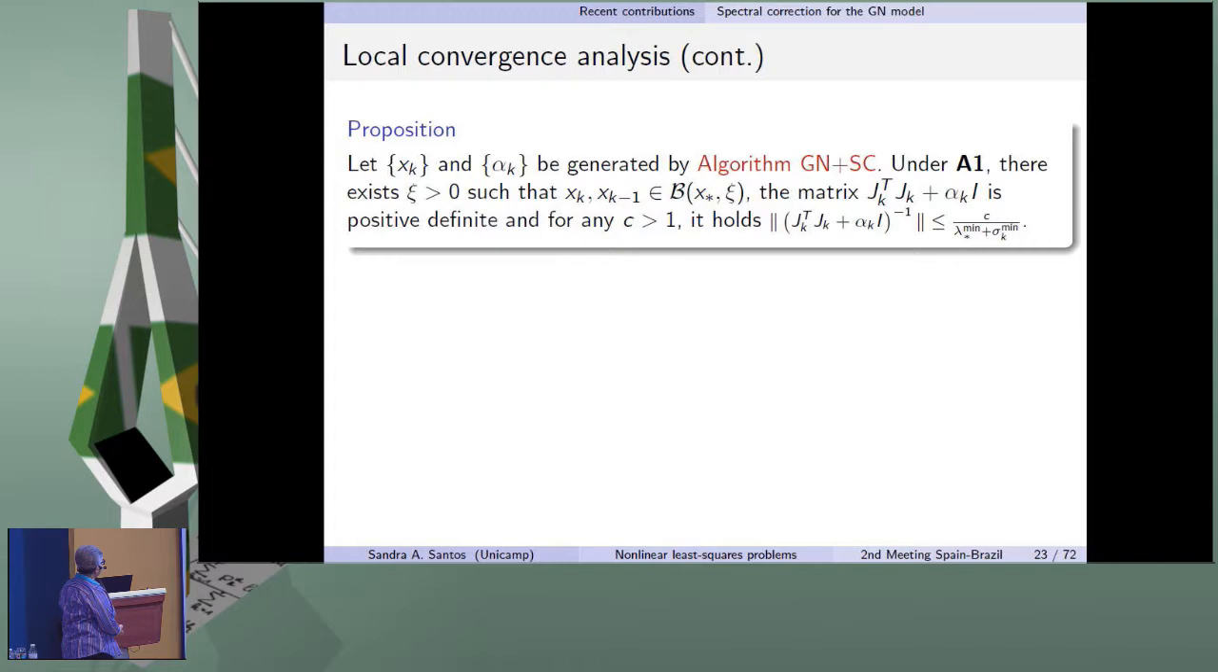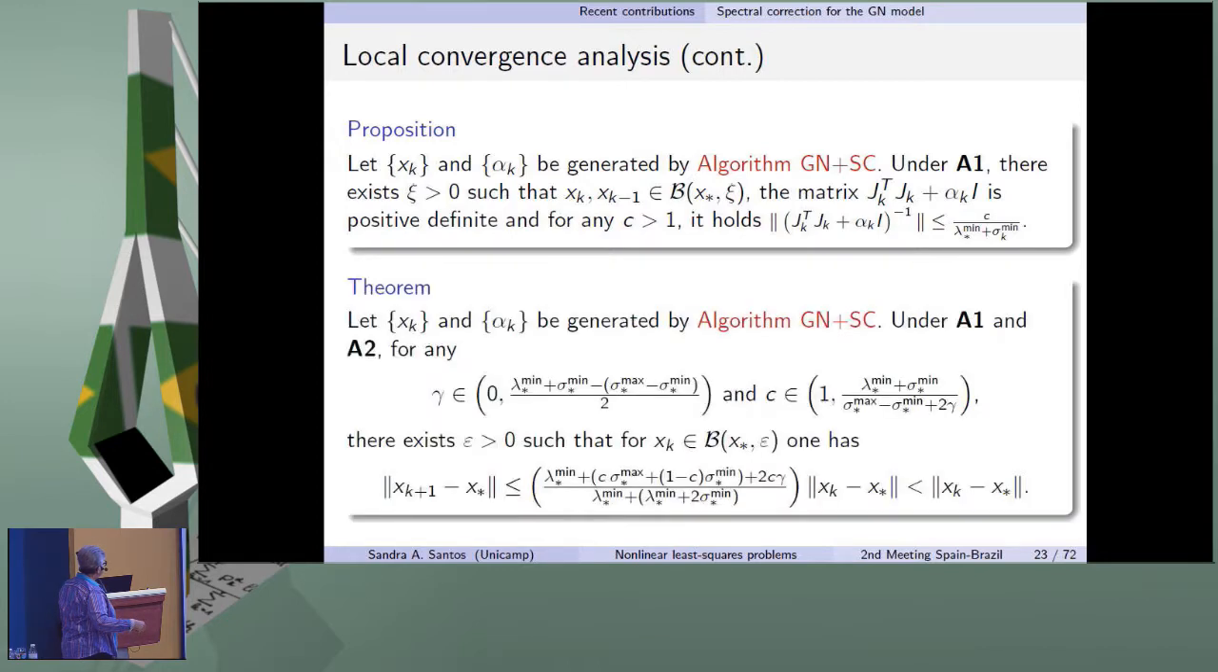The first one concerns the well-definiteness of our algorithm. It says that it's always possible to compute the direction because the inverses of the matrices are bounded. And we have the linear convergence of our scheme. If we recall the constant from Gauss-Newton, we see that this is more complicated, but it's interesting to mention that whenever Gauss-Newton converges, our constant that provides the linear convergence is slightly better.